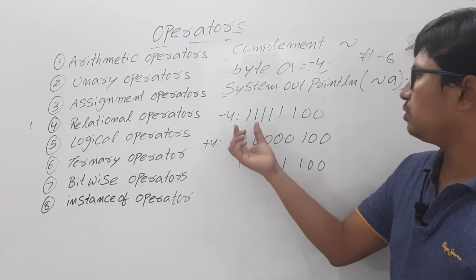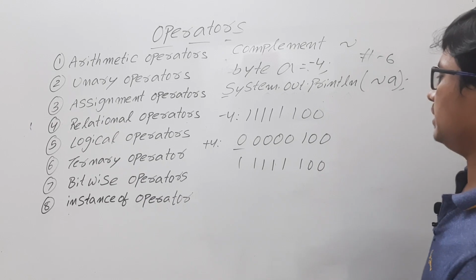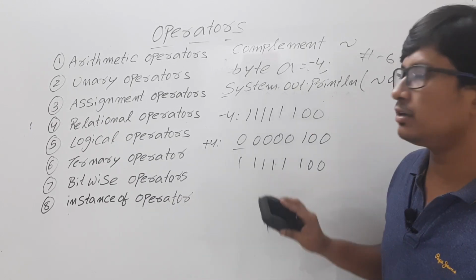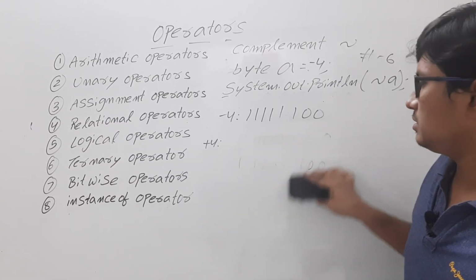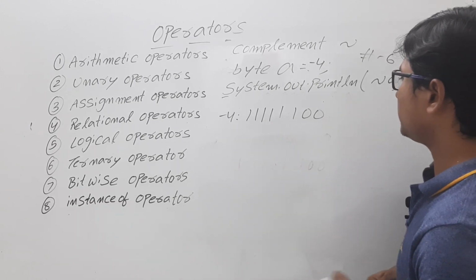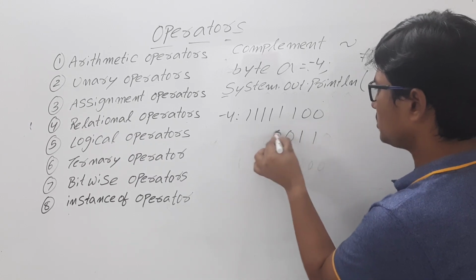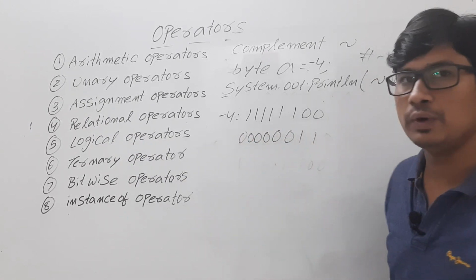Once you got the minus 4, for this one you need to compute the complement, because they have asked you to perform the complement of a. So in memory, minus 4 will be stored like this. For this one, if you compute the complement, look at here. This will be 0, 0, 0, 0, 0, 0, 1, 1. So you got 6 zeros, 2 ones.